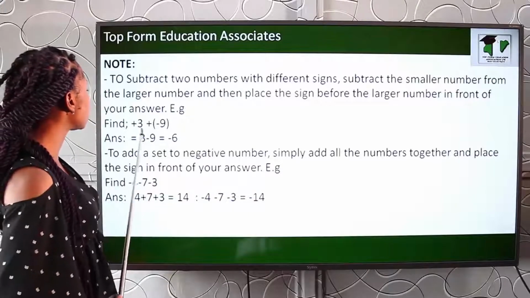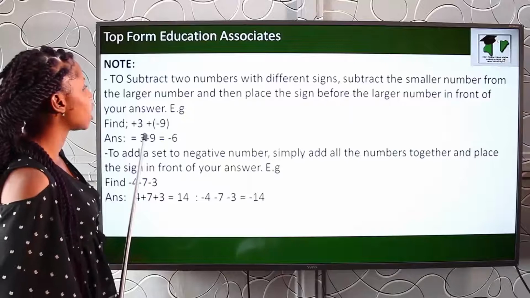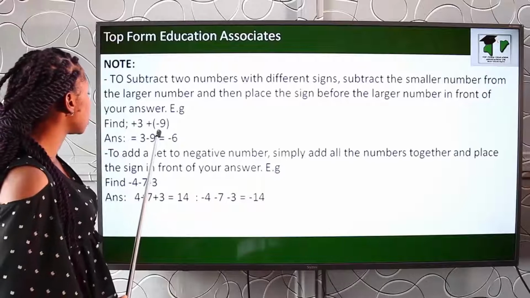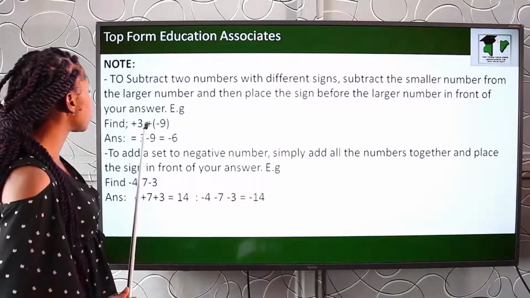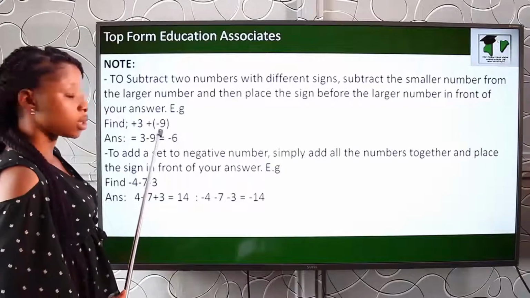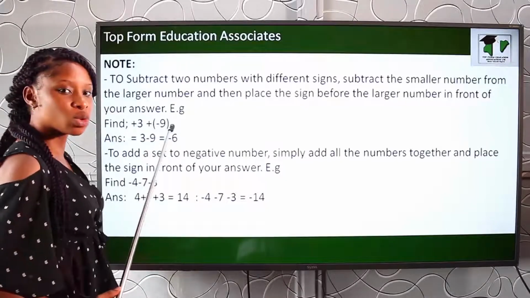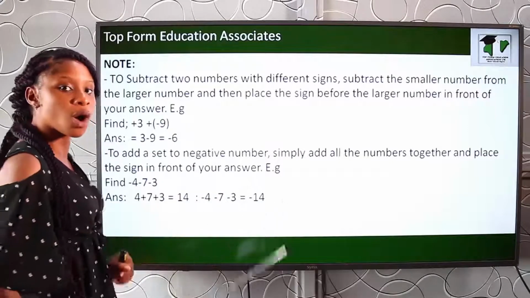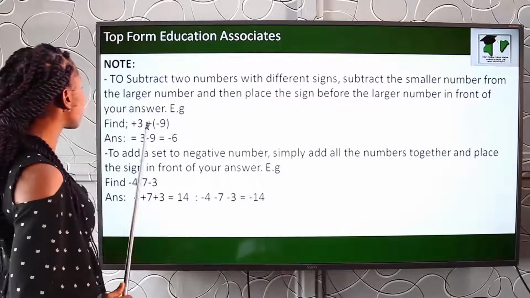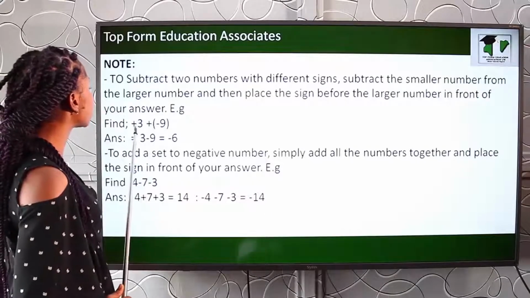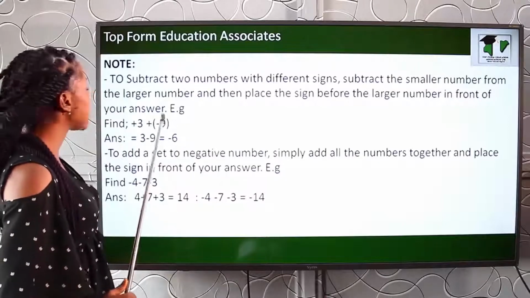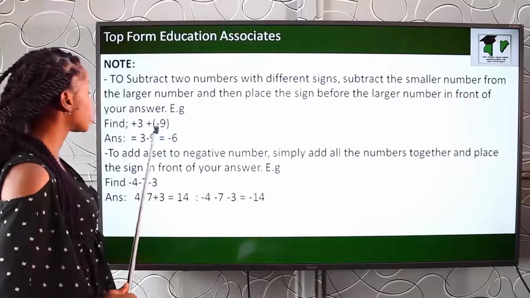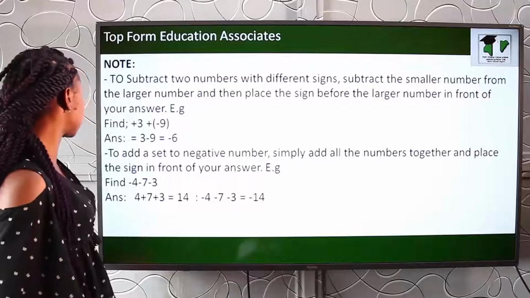Okay, in a case like this, you subtract the smaller number from the larger number. If you remove 3 from 9, we have 6. Then to get the answer to be correct, you simply place the sign of the larger number in front of the answer. What sign is in front of the larger number? The larger number here is 9, and the sign in front of it is minus. So therefore, our answer here is minus 6.